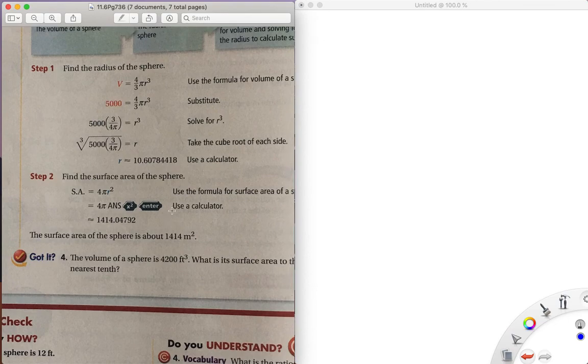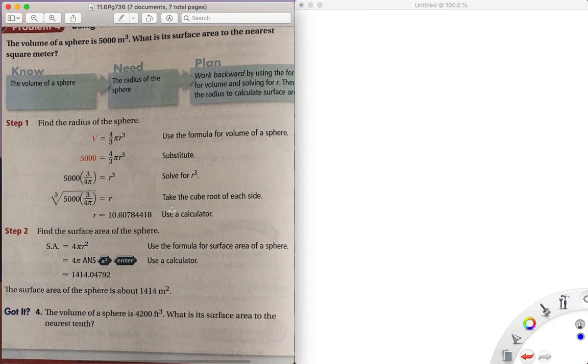Alright, so this last example, they want you to find what the surface area is if you're given the volume. So for this example, step 1, they give you the volume, which is 5,000. We know that the volume is equal to 4/3 pi r cubed. So they plug in 5,000 for the volume, V, and they have the 4/3 pi r cubed here.